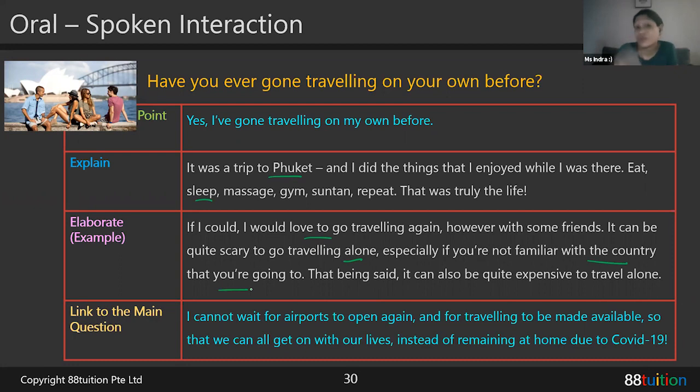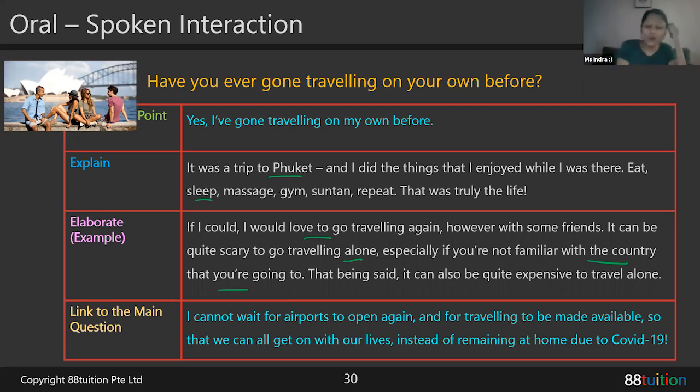That being said, if you travel alone, it can actually be quite expensive. So when I travel, I usually pick places where Singapore's currency is much stronger, like Phuket, Thailand, Indonesia, because when you change, it's not so expensive. Like a hotel room can be maybe $100 a night, Singapore dollars. But if you go to maybe Australia, it could be $500-600. So that is the difference.